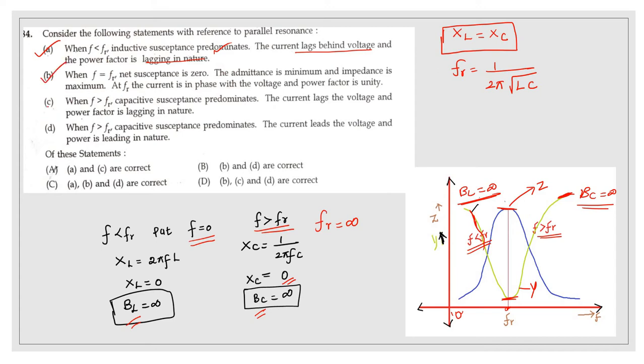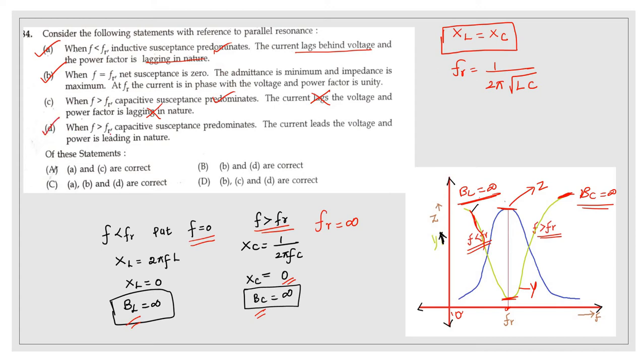Then come to option C. When F is greater than FR, capacitive susceptance predominates. That is correct. The current lags the voltage? That is wrong. Current leads the voltage in a capacitor. Power factor is also leading. So option C is wrong.